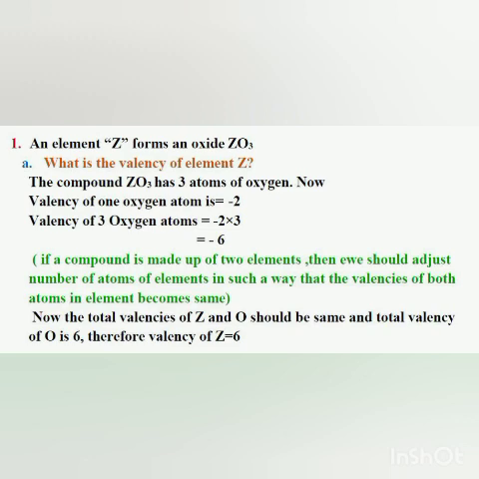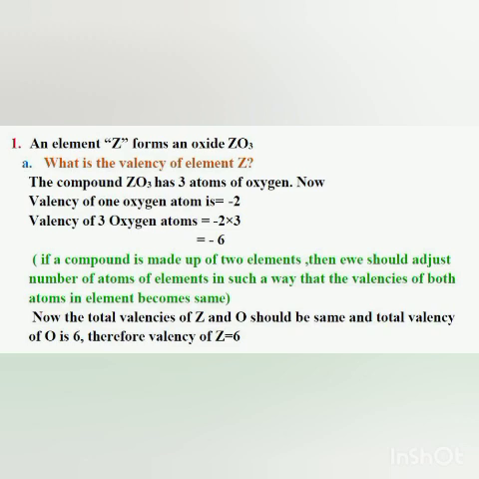Now the compound is ZO3. It means that the compound consists of a large number of particles, and those particles are molecules, and each molecule consists of one atom of Z and 3 atoms of oxygen. So here we are taking into consideration one molecule. One molecule consists of one atom of Z and 3 atoms of oxygen. That means in total it consists of 4 atoms.